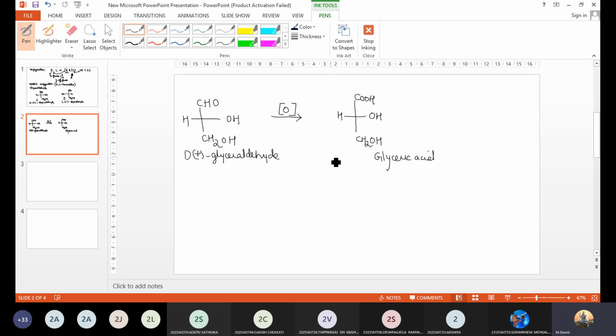Please D, remember D. Why? Because we actually started with D-glyceraldehyde. So always remember, if you have started with D-glyceraldehyde, the resulting compound will also belong to the D series.